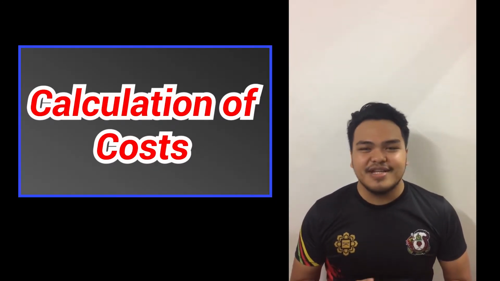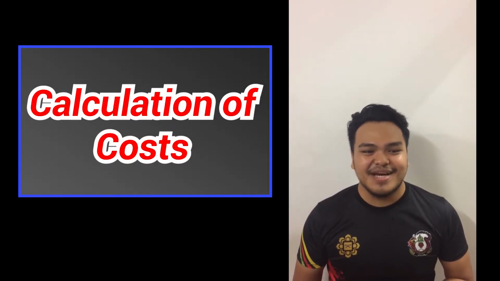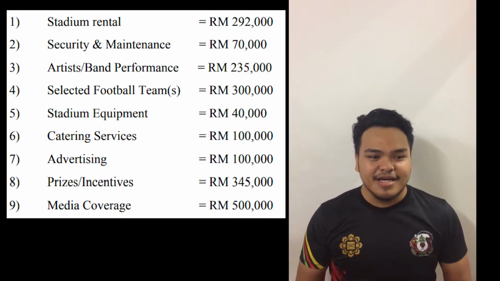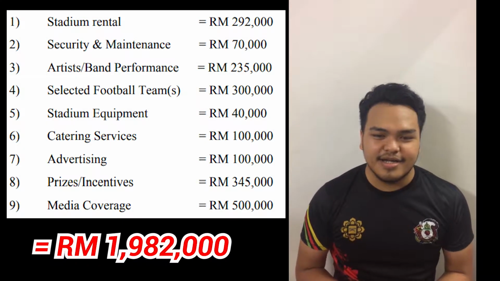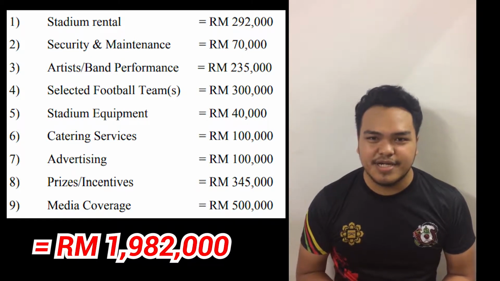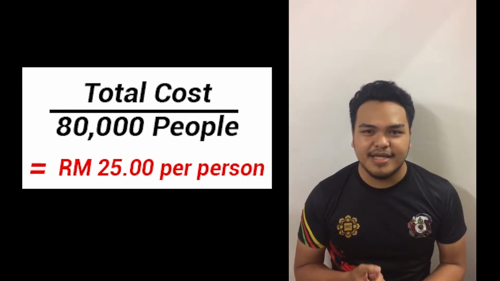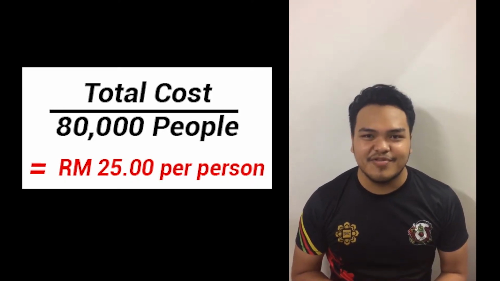For my part, I want to present to you the calculation of cost. We already estimated all the costs in this stadium, which is 982,000 ringgit. After that, to calculate the ticket, we divide by 80,000 and then we get 25 ringgit.